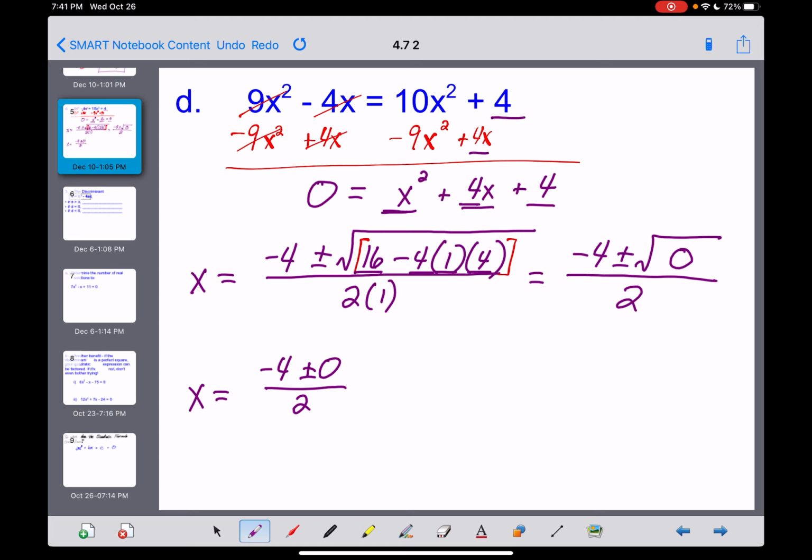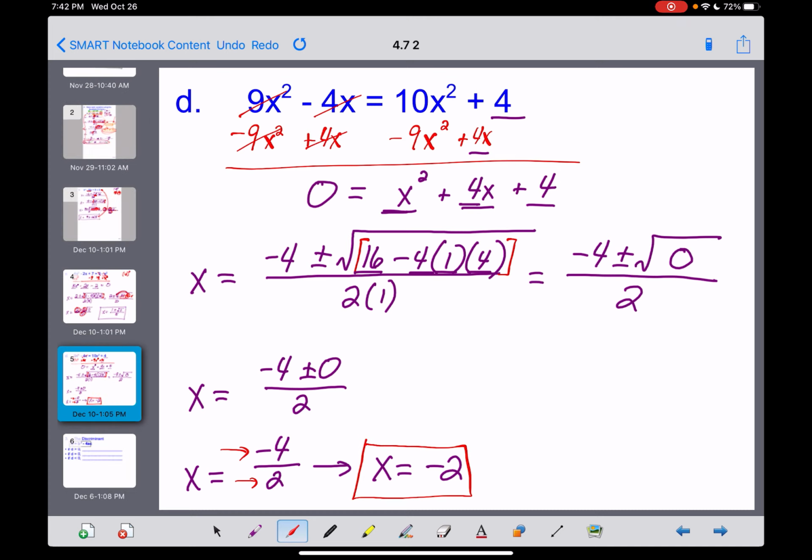Well, this gets pretty easy now. x equals, here we go, negative 4 plus 0 is negative 4 over 2, and then we'll just simplify that to get x equals negative 2. The second case would have come from negative 4 minus 0, but negative 4 minus 0 is still negative 4 and divided by 2, and we still end up with x equals negative 2. This is the one and only solution to this quadratic equation.